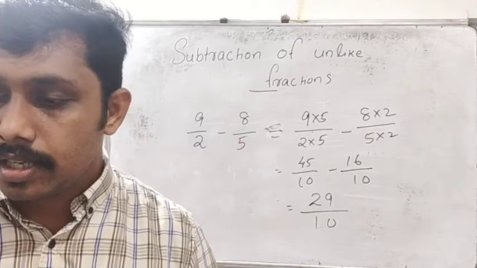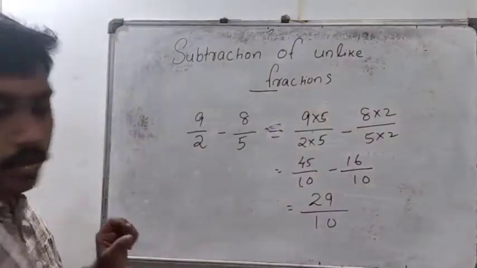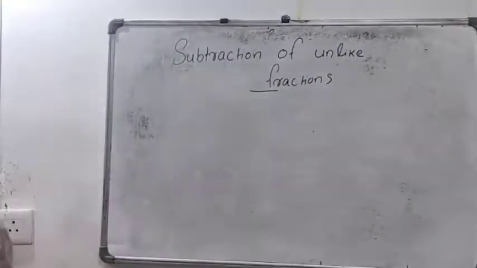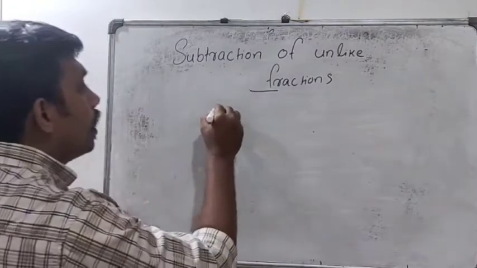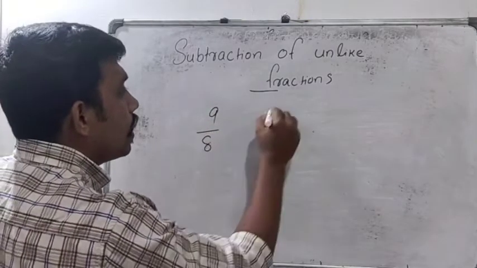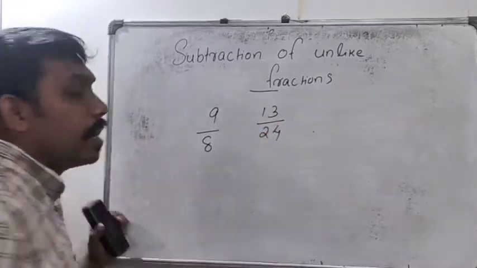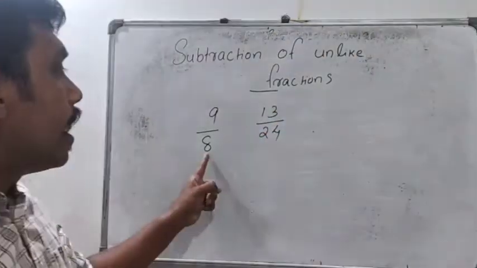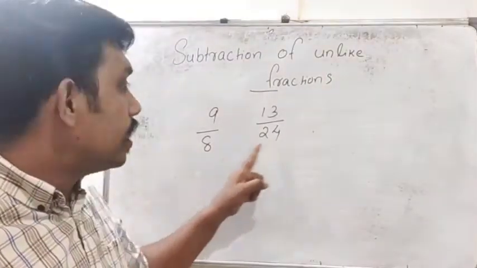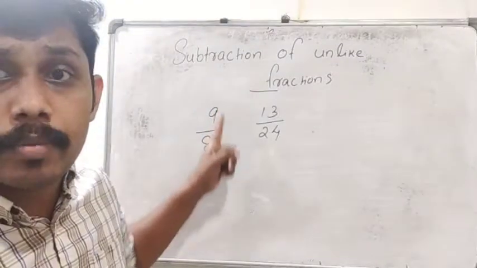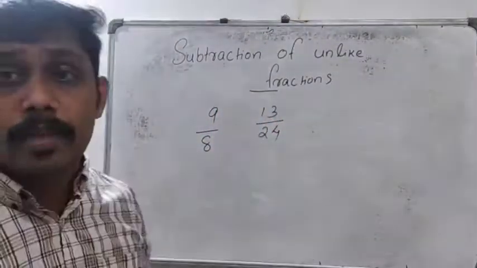Let's do one more example. Here we have another question, 9 by 8 and 13 by 24. Look at here, my dear students. Here 8 is the denominator and here 24 is the denominator. The question is, find the difference of 9 by 8 and 13 by 24.